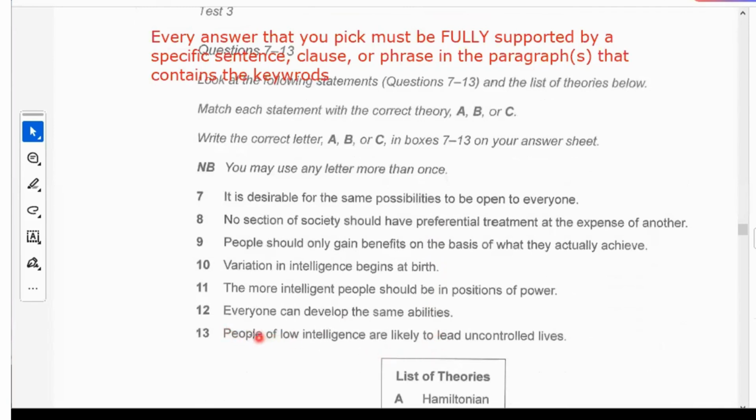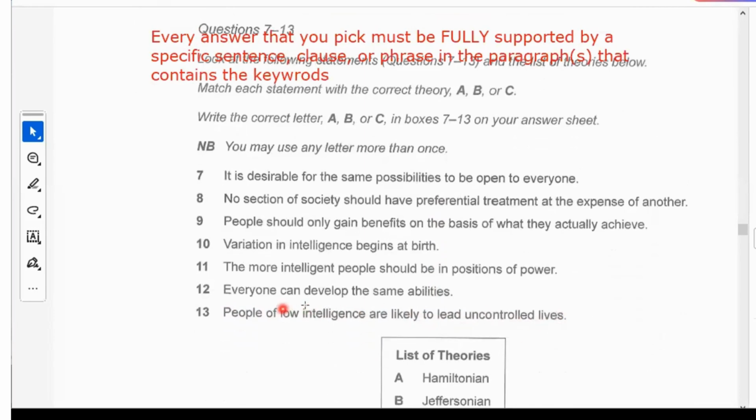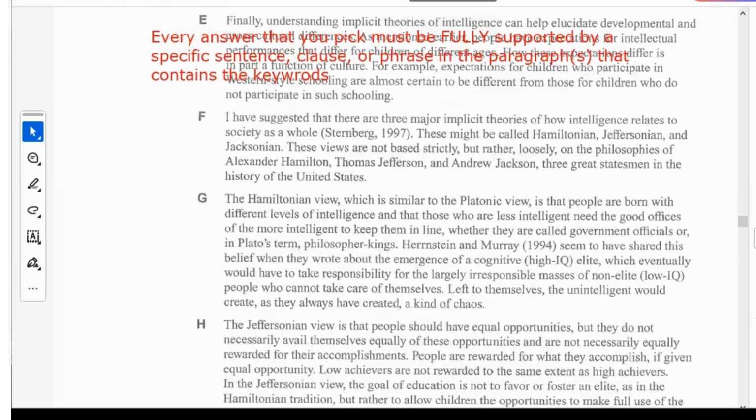Statement 13: People of low intelligence are likely to lead uncontrolled lives. Can you see this is interesting? Number 13 is matched to A. That one, I'm very sure of that one. Number 13 is matched to A. Okay, let's go on. So I think that's all for Hamiltonian.